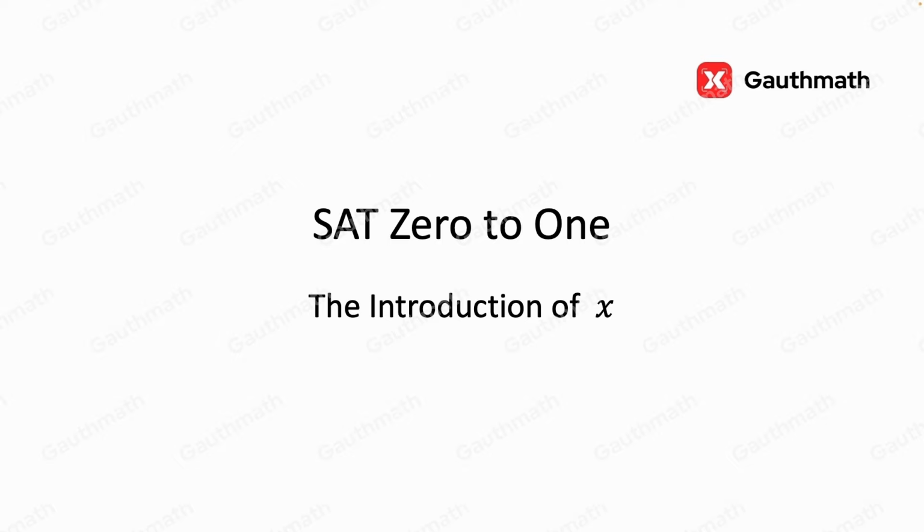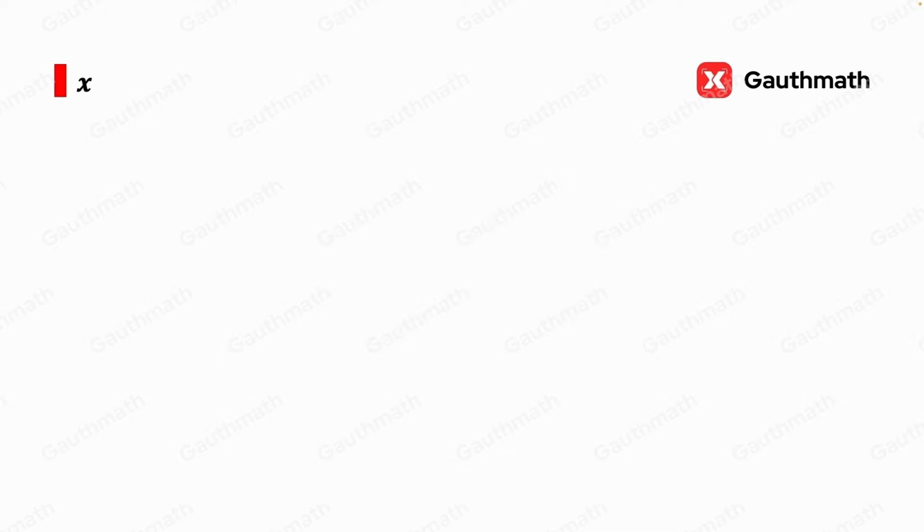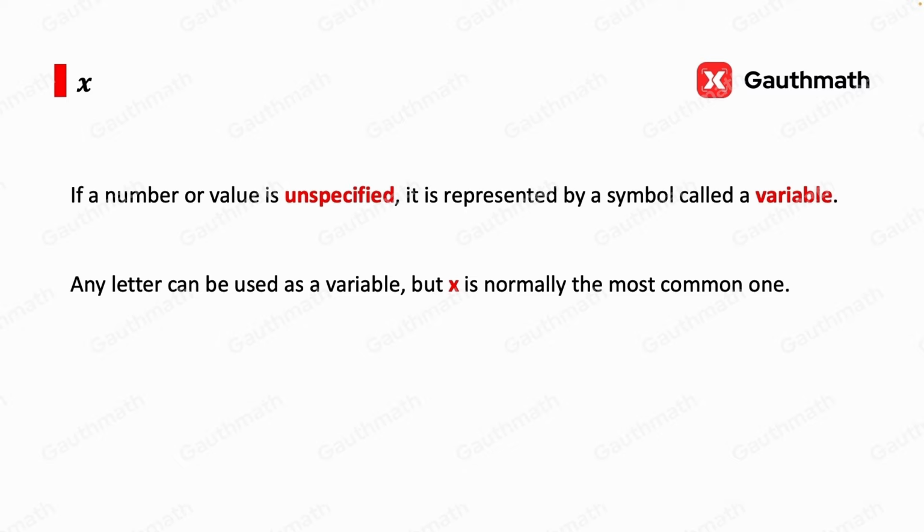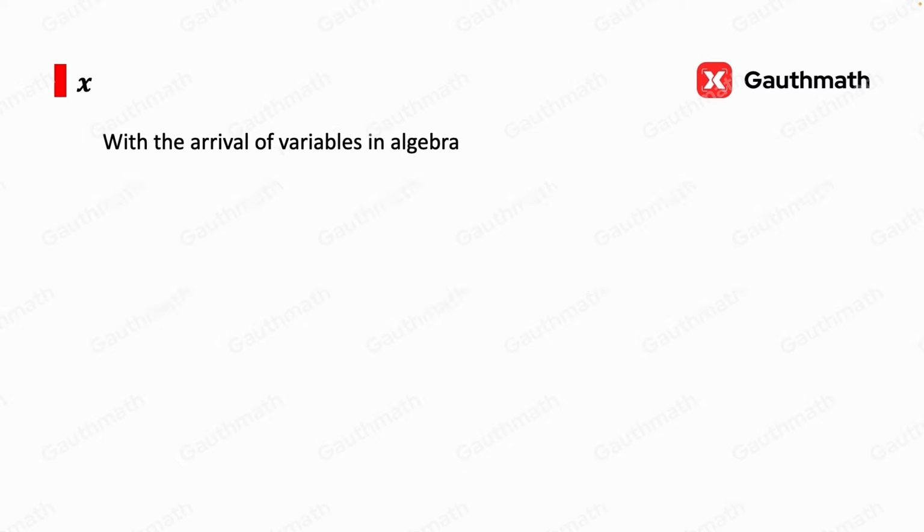Welcome to SAT 021. The topic of this lesson is the introduction of x. Order of operations are used to find the value of a numeric expression. If a number or a value is unspecified, it is represented by a symbol called a variable. Any letter can be used as a variable, but x is normally the most common one.